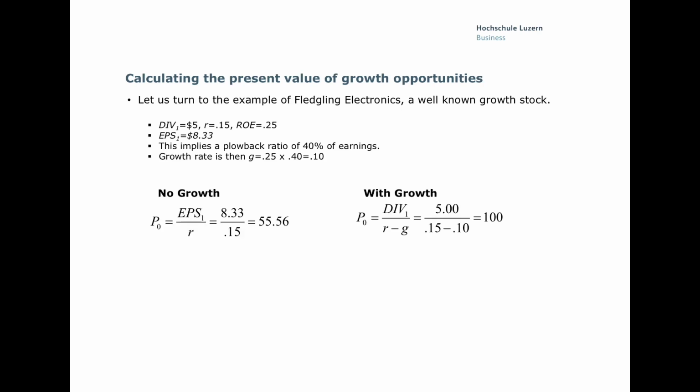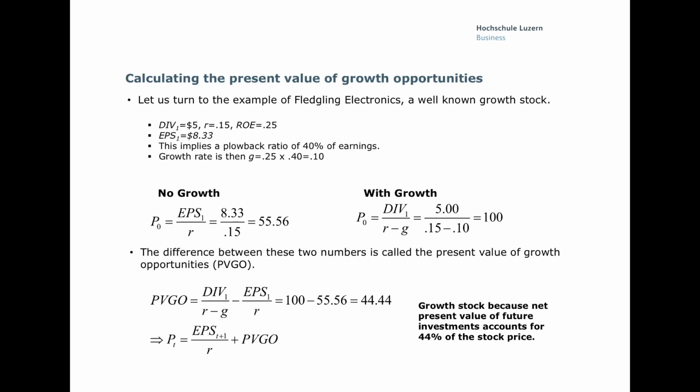We are now in a position to determine the stock price with growth and no growth. Substituting in the corresponding numbers, it follows that the stock price under no growth is estimated to be $55.56, while the stock price with growth is estimated to be $100. The difference between these two prices is called the present value of growth opportunities. In our example, Fledgling is a growth stock because the net present value of future investments accounts for 44% of the stock price.